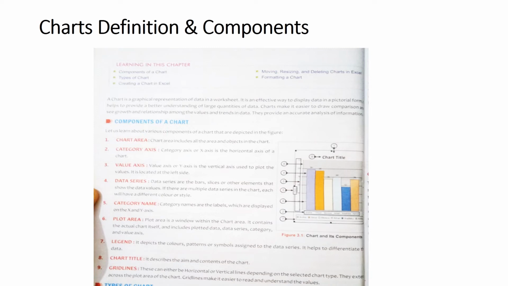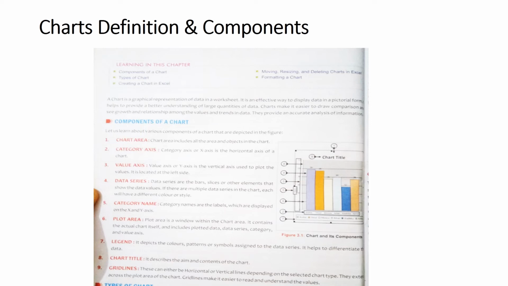Next one is the plot area. Plot area is a window within the chart area. It contains the actual chart itself and includes plotted data, data series, category, and value axis. All the things that we have discussed from point 2 to point number 5 are in the plot area, where we draw a chart. Where we plot a chart is known as the plot area, and it consists of the data series, category axis, value axis, and the chart itself, and it is labeled as number 6.